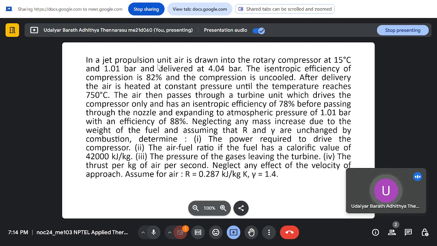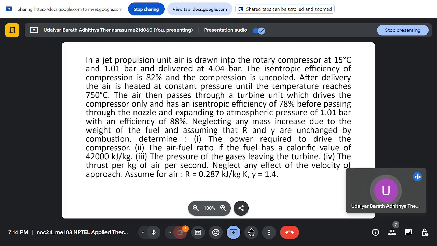Also determine the air fuel ratio, given the fuel has a calorific value of 42,000 kJ per kg, the pressure of the gas leaving the turbine, and the thrust per kg of air per second. Neglect any effect of the velocity of approach; assume R and gamma values are given.